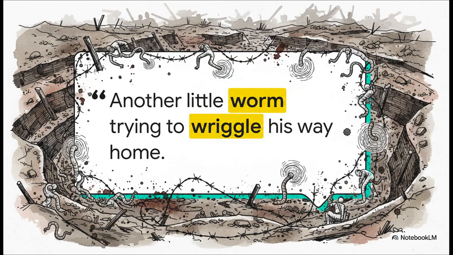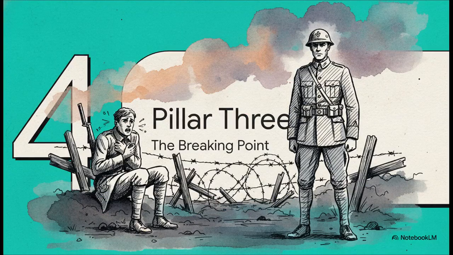Stanhope is under his own massive pressure, and he just sees Hibbert as this pathetic little creature trying to squirm out of doing his duty. And all of this tension leads us to our third and, honestly, our most dramatic pillar: the showdown between Hibbert's raw terror and Stanhope's ironclad sense of duty. This is one of the most powerful scenes in the whole play.